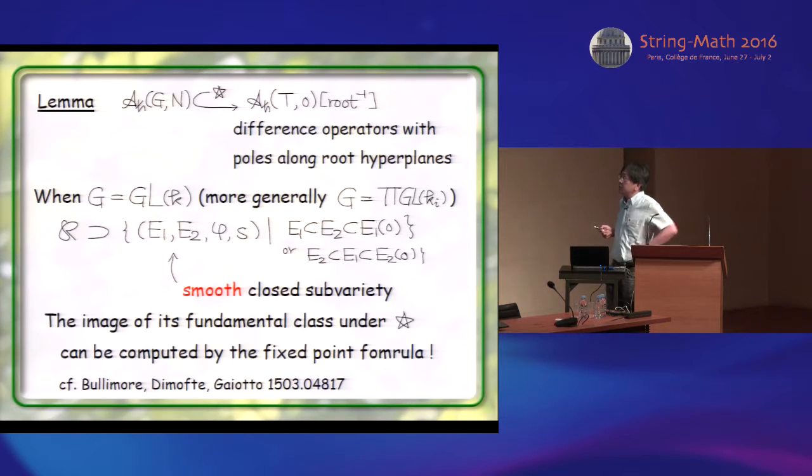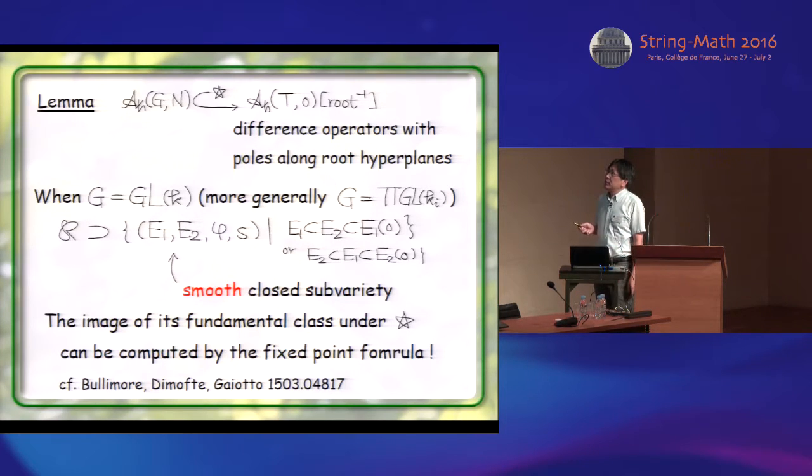Or I can switch the roles of E1, E2, and consider this. Then the miracle is that R is generally a very singular variety, but for the general linear group, this is a smooth closed subvariety. Then I can consider its fundamental class. So this is a perfectly well-defined homology class of R. This can be considered as an element of the Coulomb branch or its quantization.